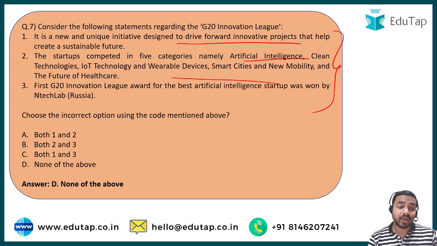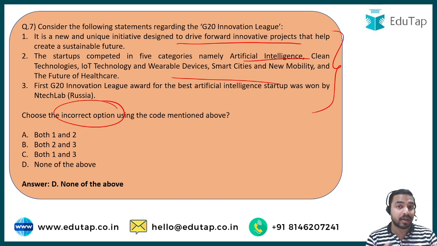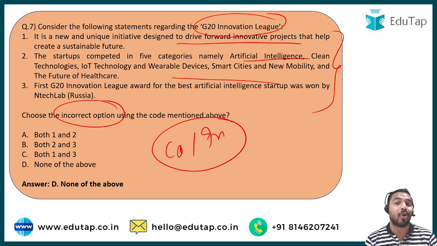So my dear friends, actually the question was about the incorrect option. See, whenever you are attempting any question, all of you are requested to read the question very carefully, because keywords like correct or incorrect become very important. See, if you remember all the points related to a particular program or initiative or event like the G20 Innovation League, but you have not read correctly what exactly is being asked in the question, then there is no point in knowing all those data.